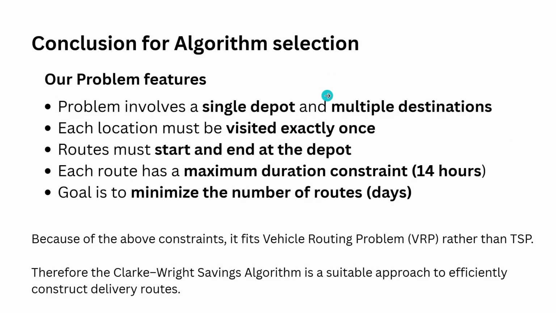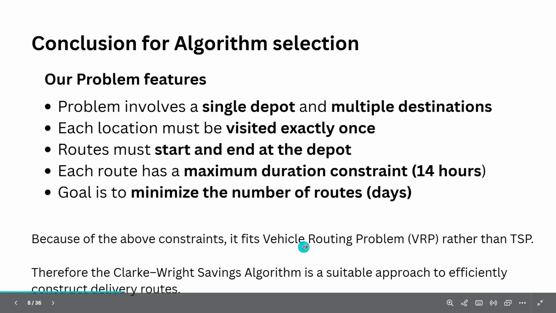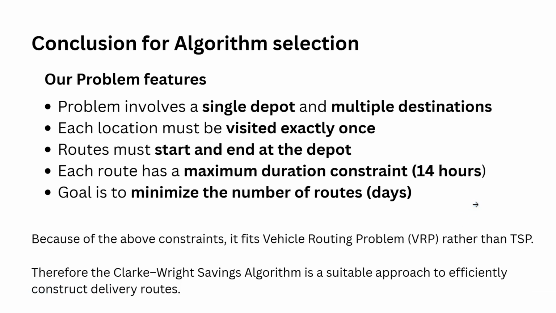Conclusion for algorithm selection: our problem involves a single depot and multiple destinations. Each location must be visited exactly once. Routes start and end at the depot. Each route has a maximum duration constraint of 14 hours. The goal is to minimize the number of route days. Because of the above constraints, it fits the vehicle routing problem rather than TSP. Therefore, the Clarke-Wright savings algorithm is a suitable approach to efficiently construct delivery routes.